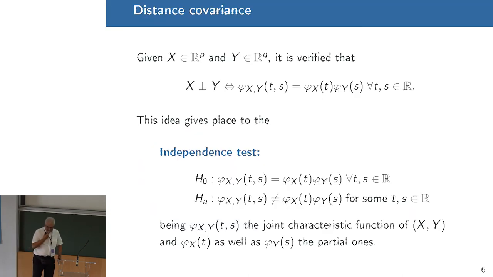Well, the beginning of the story of distance covariance is quite related, of course, with a very well-known fact in the use of the characteristic function: that if we have two vectors X and Y of different dimensions, then X is independent of Y if and only if the characteristic function of the joint vector is the product of the marginal characteristic functions. So we can use this starting point to try to test, for example, independence between these two vectors X and Y.